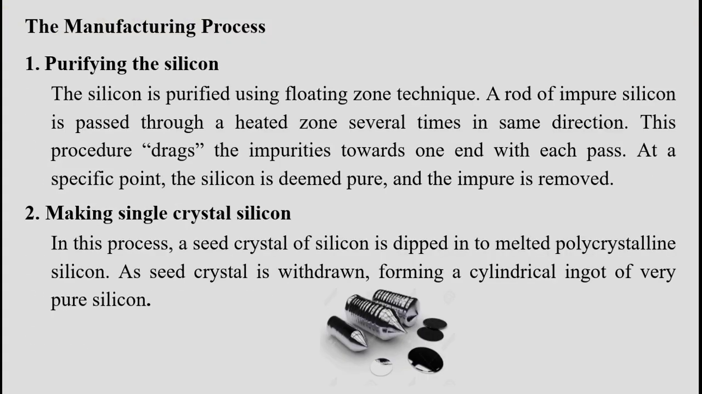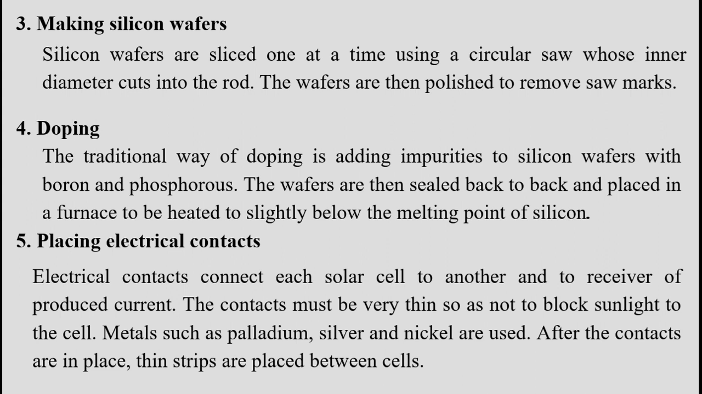Now, the next process, after making a single crystal silicon, is to make wafers. A large single crystal is sliced into wafers of about 300 micrometers, and then polished to remove some marks so that it absorbs most of the sunlight. Okay, and the next process is doping. It is a very important process.